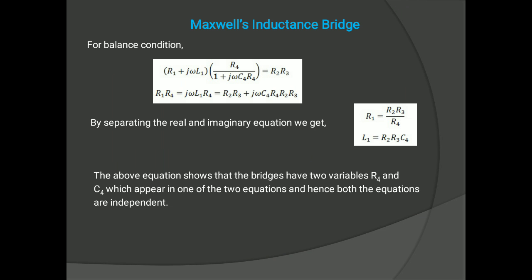Now, for the balance condition, (R1 plus j omega L1) into R4 by (1 plus j omega C4 R4) equals R2 R3, or R1 R4 plus j omega L1 R4 equals R2 R3 plus j omega C4 R4 R2 R3. By equating the real and imaginary parts, we can write R1 equals R2 R3 by R4 and L1 equals R2 R3 into C4. The above equations show the bridge has two variables, R4 and C4, each of which appears in only one of the two equations, and hence both the equations are independent.